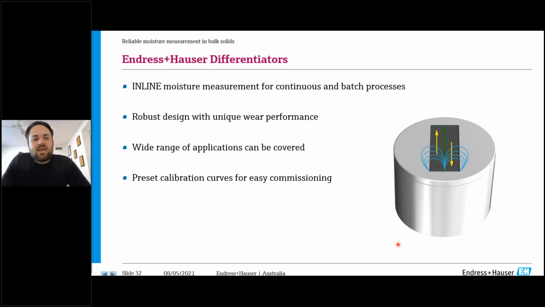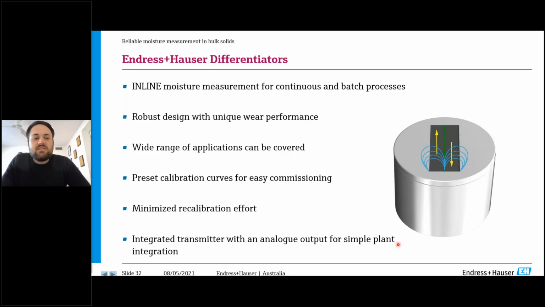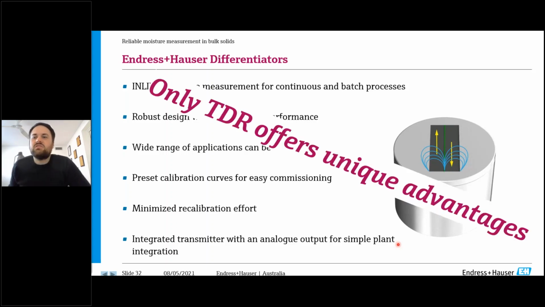We have preset calibration curves within the device that come from the factory to make it much easier to commission. A lot of the common materials such as sand and gravel come from the factory with a pre-calibration curve. It's quite easy to recalibrate if you require, and it has an integrated transmitter with just an analog output, so it can be much easier for you to integrate into your plant. So only time domain reflectometry has those unique advantages with that device.